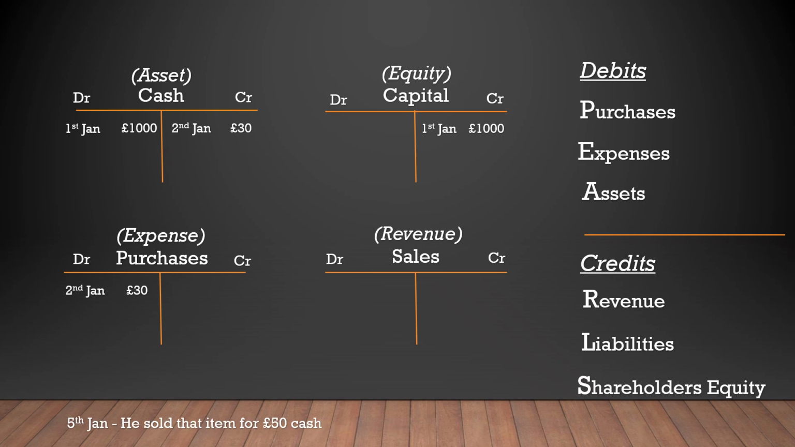So on to the third transaction. He sold an item for £50 cash. That's on the 5th of January. So the first part of that equation, that £50 is obviously a sale, which means it falls under the revenue column, and because revenue has increased by £50, we put it on the credit side according to the PEARLS acronym, okay?